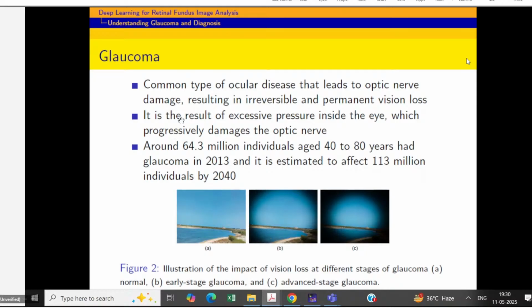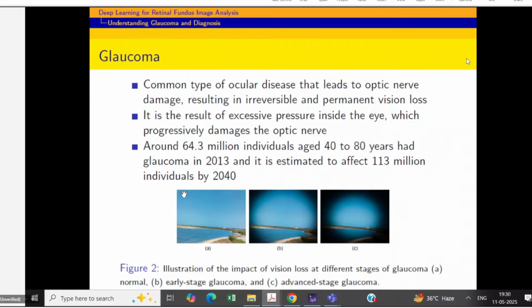Fine. As I mentioned, glaucoma is one of the leading causes of blindness, and it leads to optic nerve damage. I've shown you what the optic nerve is. It is connected to the brain, and if it gets damaged, the person becomes blind, right? This results in irreversible and permanent vision loss. You can see the impact of the vision loss from this figure.